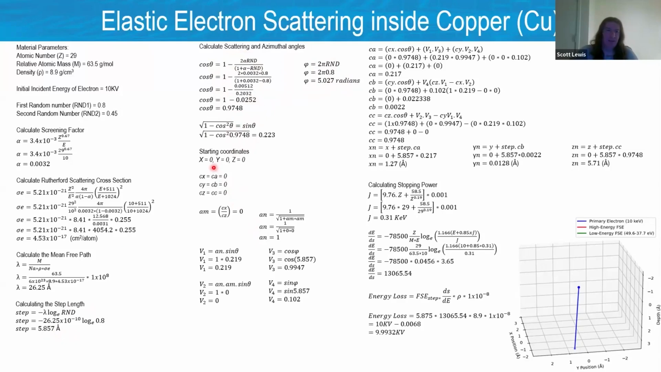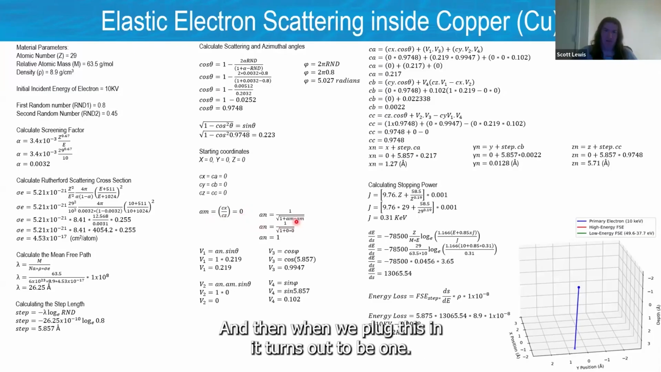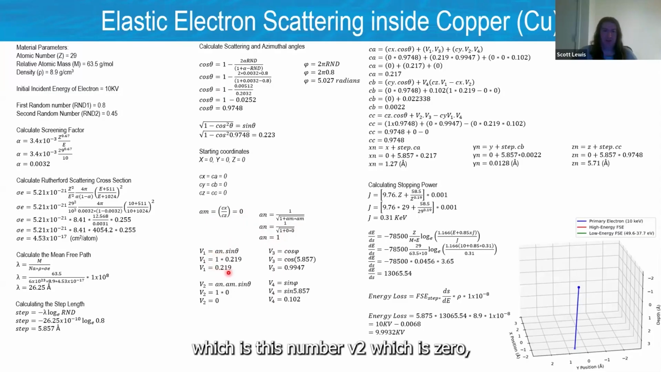Why not? So of course, which means CA, CB, and CC are 0 as well. So we have this number, which is going to be 0. And then when we plug this in, it turns out to be 1. So we work out V1, which is this number, V2, which is 0, V3, which is nearly 1, and V4 in this case is 0.1.